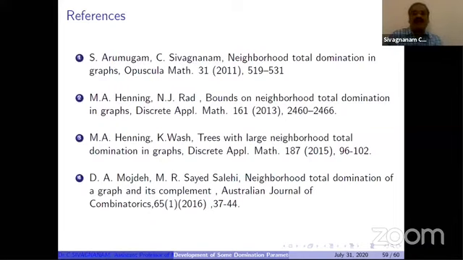And the third one, neighborhood total domination and its complement, is written by D.A. Mojdeh. So these 4 papers are involved in this talk.